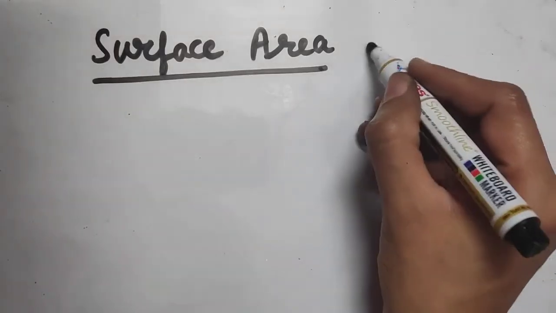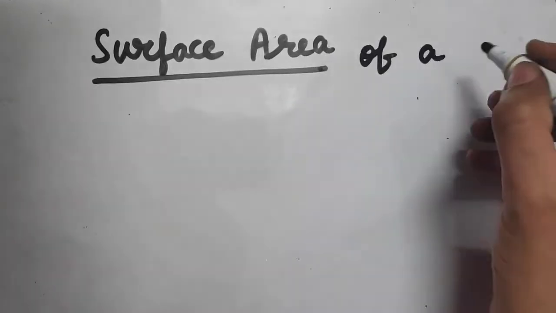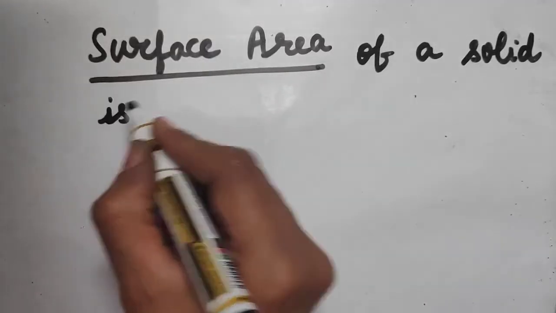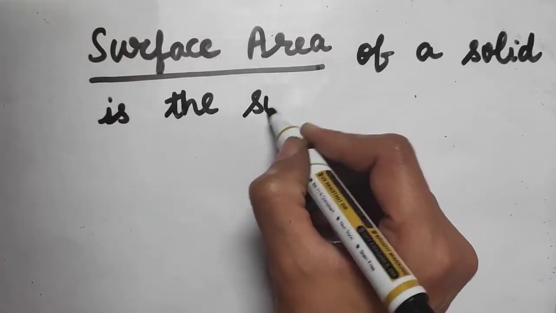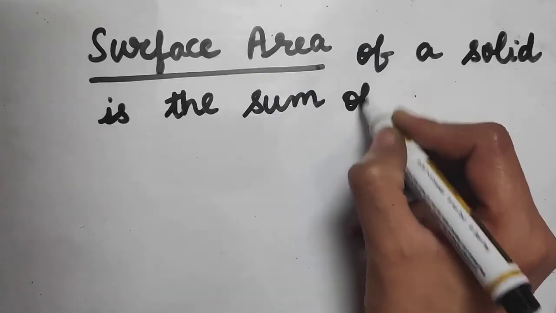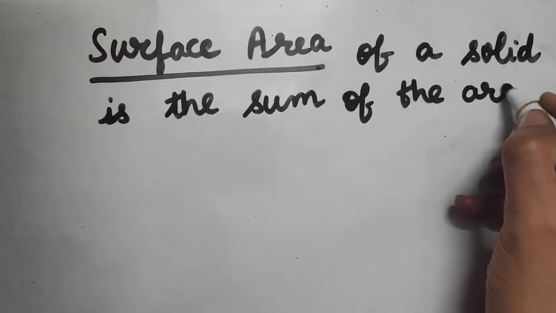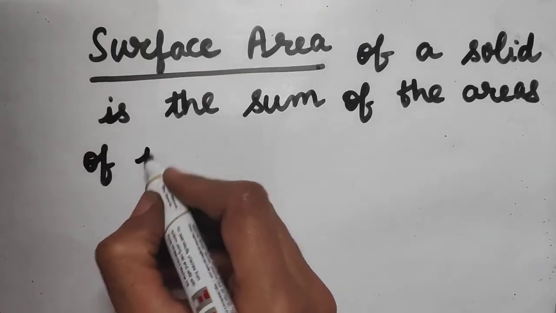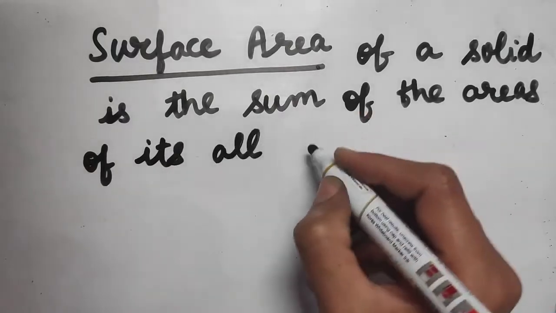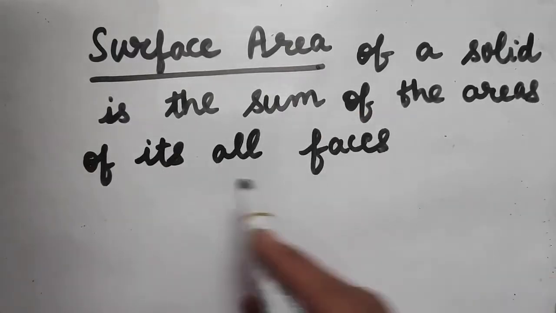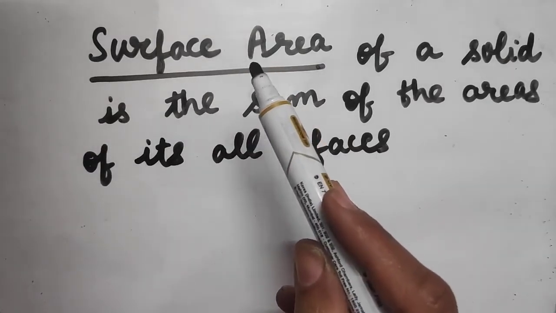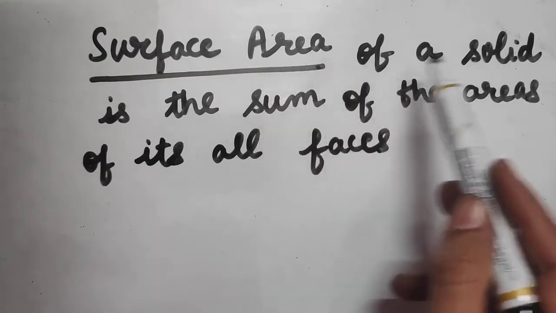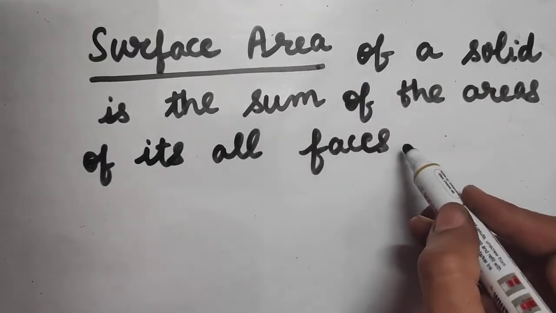Surface area of a solid is the sum of the areas of all its faces. We are supposed to find the areas of faces, and surface area of any solid means total surface area if we are talking about here. So surface area of a solid is the sum of the areas of all its faces.